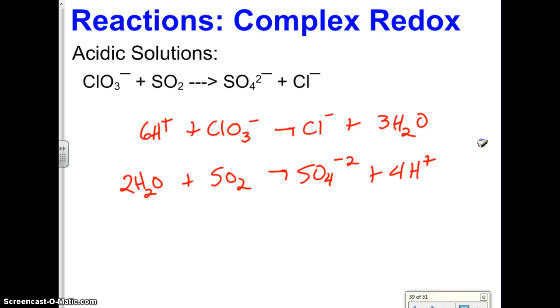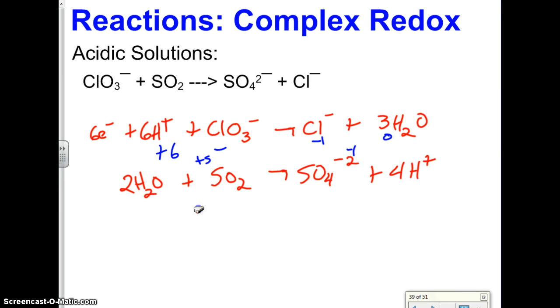Let's balance our electrons. If we're looking at this top reaction, we have a positive 6 from our 6 hydrogen ions, a negative 1 from our chlorate, which gives us a total, if we put this together, of a positive 5. We have a negative 1 from the chlorine and a 0 from the water, so a total of negative 1. So going from a plus 5 to a negative 1, what did we do? Well, we gained a total 6 electrons, 6 negative charges to go from positive 5 to negative 1. Think of a number line. If you're at 5 going to negative 1, how many did you pass through? 6, so 6 electrons.